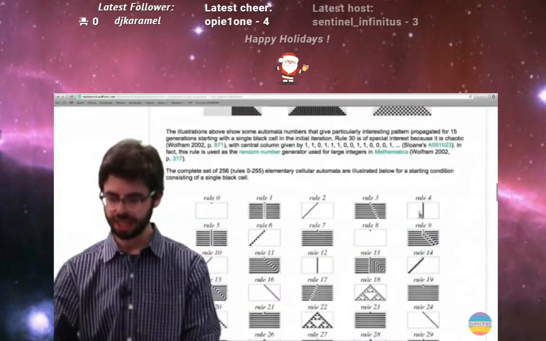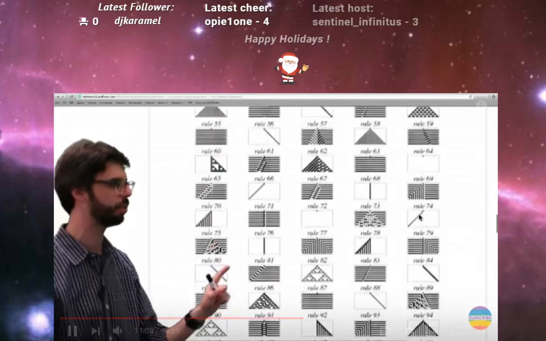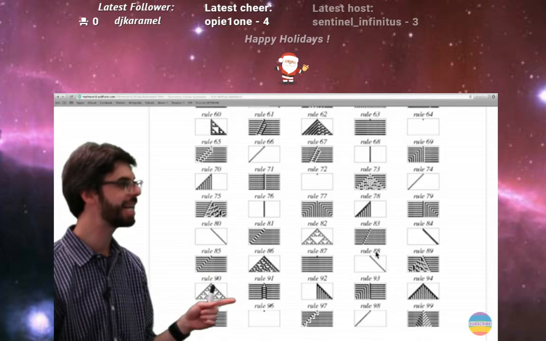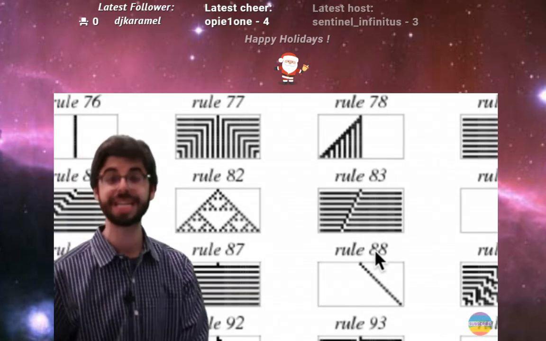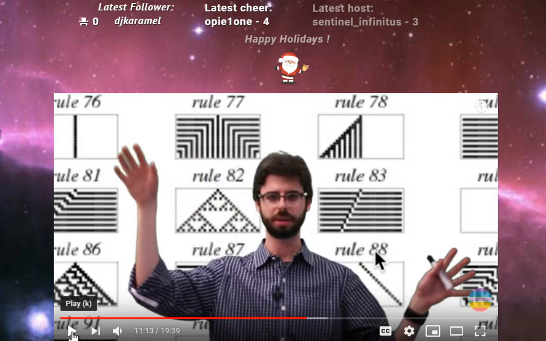Now, if we go down, we can see here, this, by the way, is the outcome of every single possible rule. So if we look at, hey, Rule 88, and again, Rule 88 is just simply the decimal representation of the binary number 88. That's okay. Okay, so this is interesting. Now, this is getting into more in-depth. As you can see, this Sierpinski Triangle over here. This is how the Sierpinski Triangle is generated using this cellular automata.